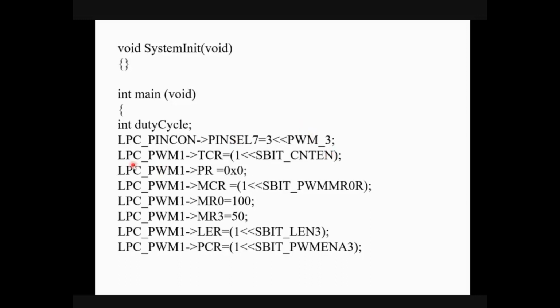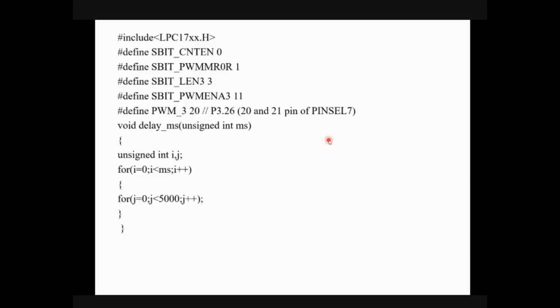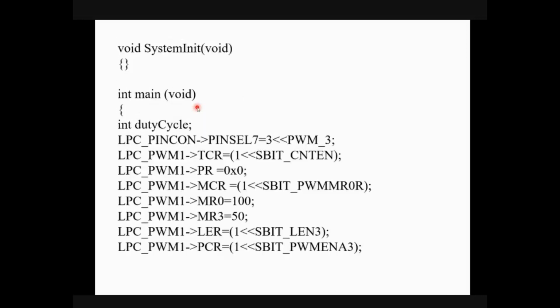To configure that, I'll be using the command LPC underscore PINCON. PINCON is a pin configuration command. For which register? Pin select register. Which pin? That will be given in PWM underscore 3. PWM underscore 3 is pointing to which pin? The 20th pin. So the 20th pin will have the value 3.